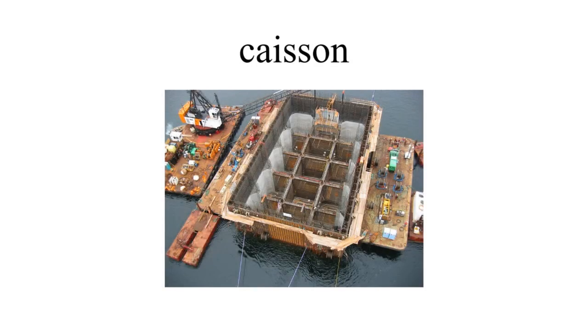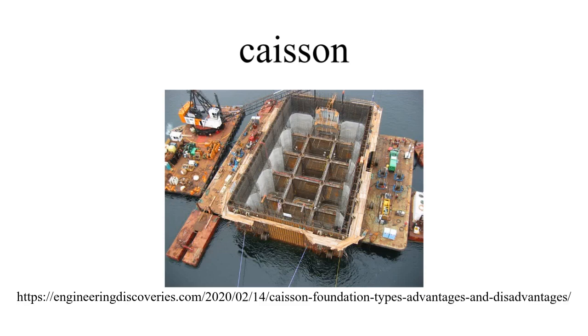Caissons are boxes or cylinders that are sunk into the ground or water. They are watertight timber or reinforced concrete boxes that remain in place and constitute the integral part of a structure.